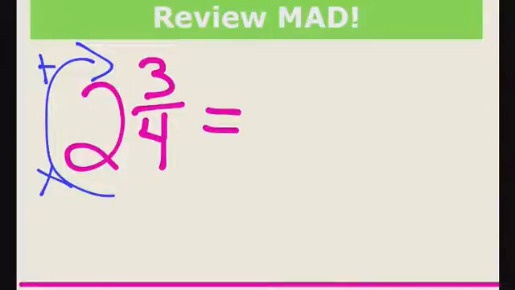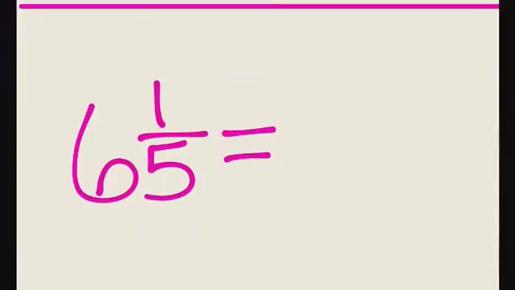Start at the bottom. 4 times 2 is 8. 8 plus 3 is 11. That's our numerator. And then our denominator stays the same at 4. So 2 3/4 is the same as 11/4. Let's try one more together.